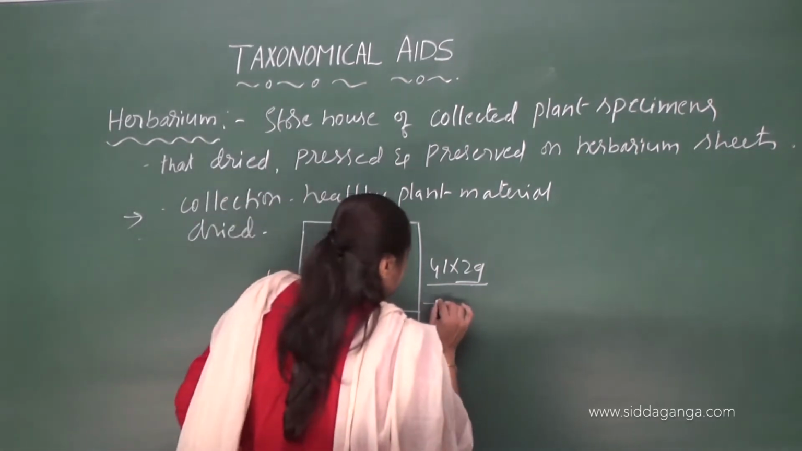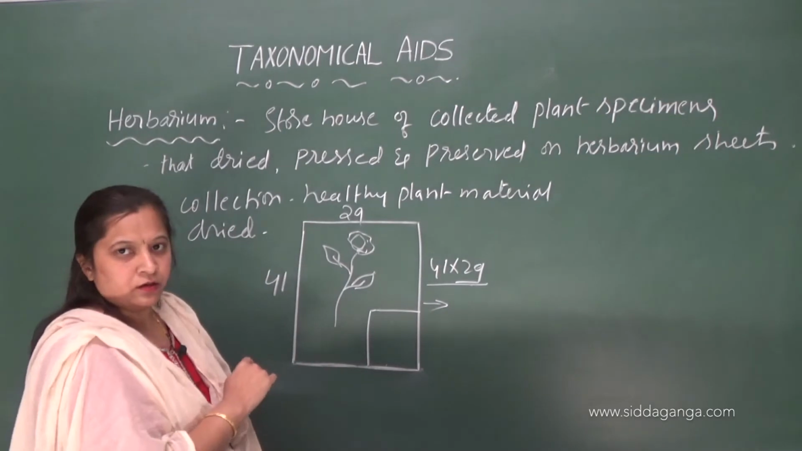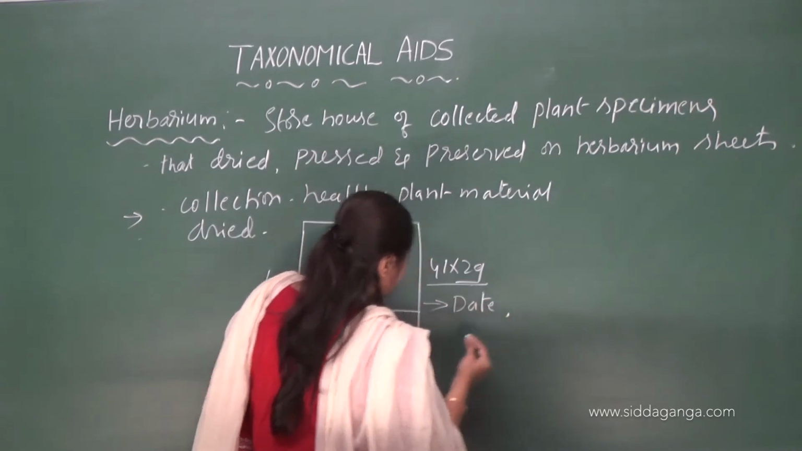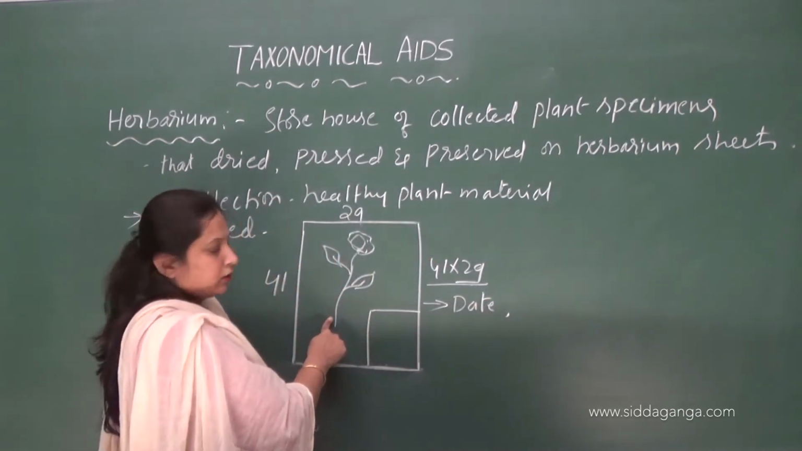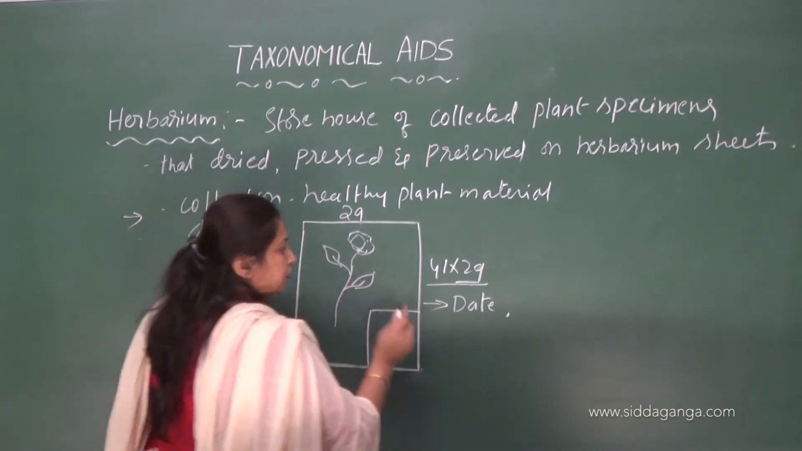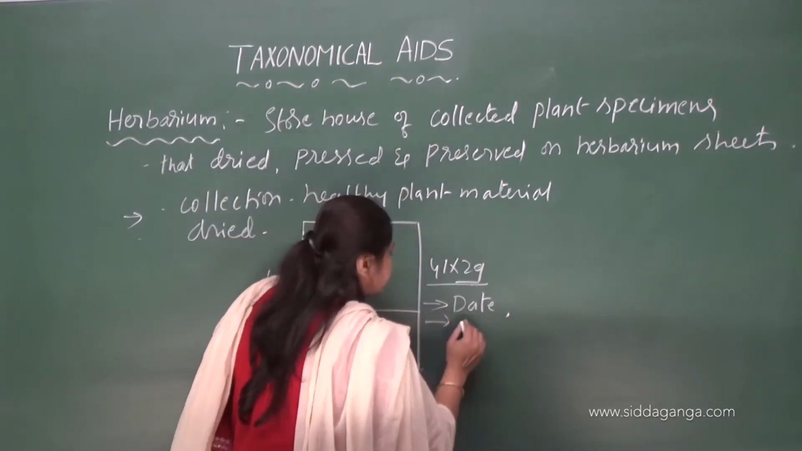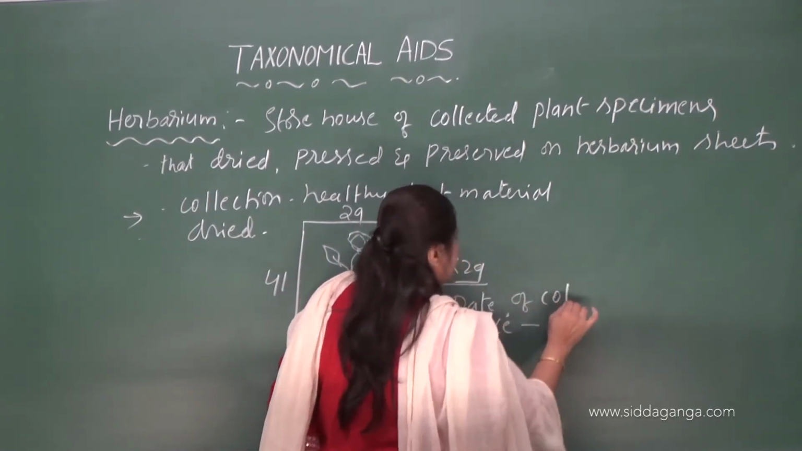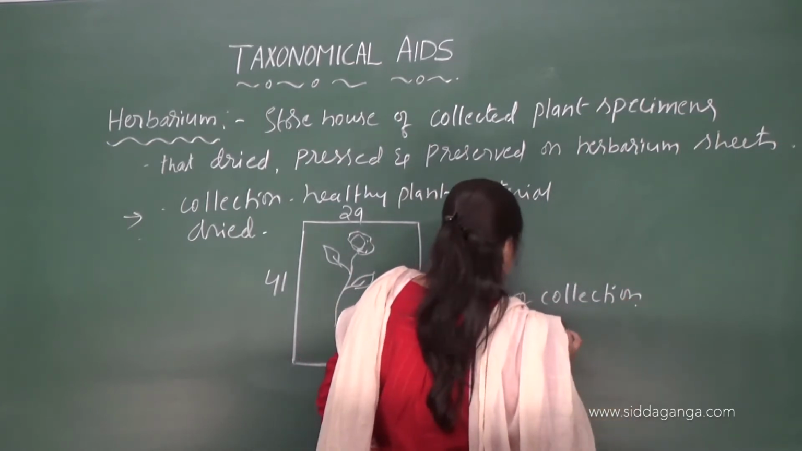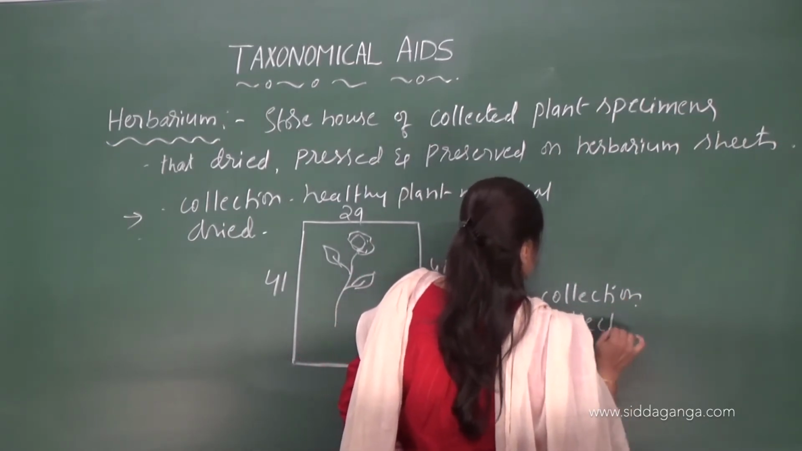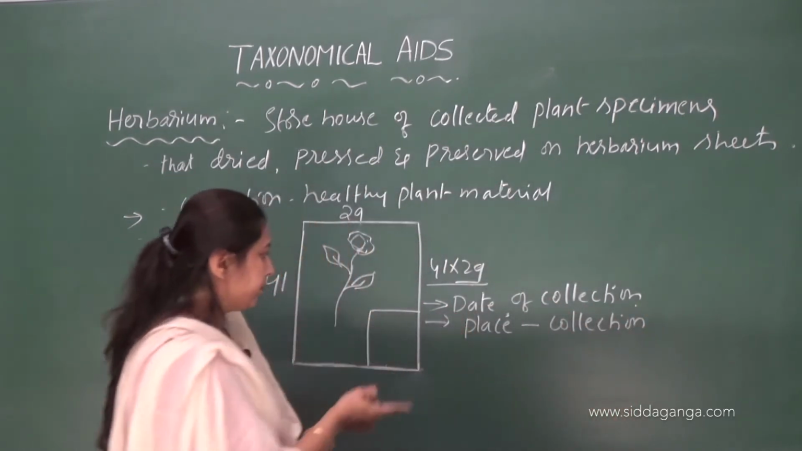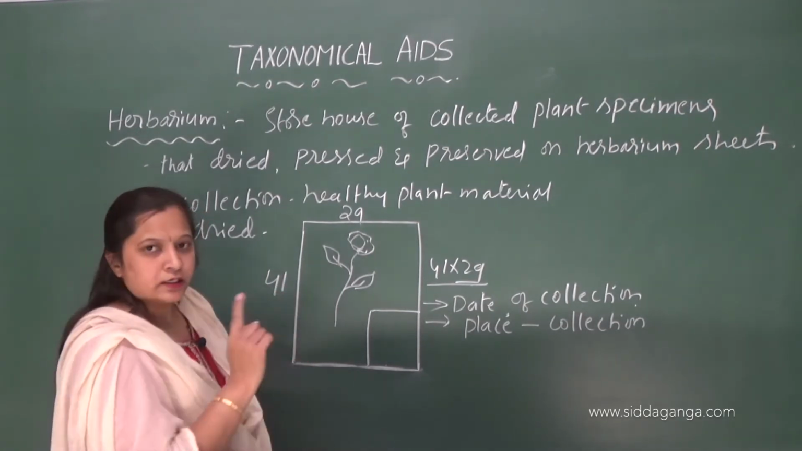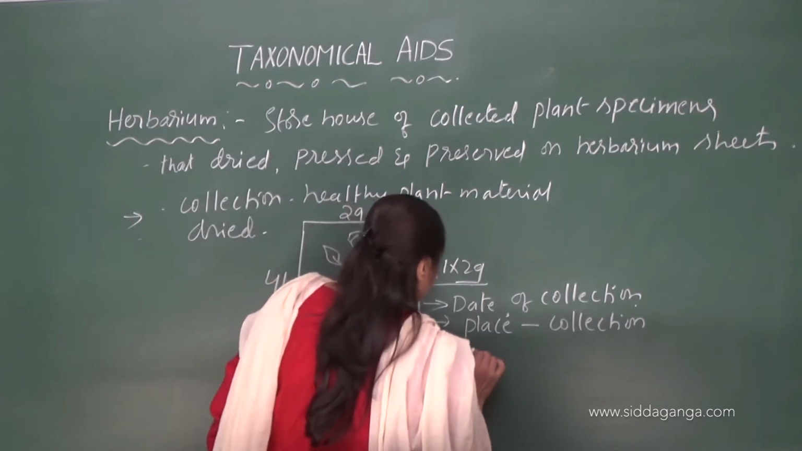The information included here is the date of collection, that means the date that a particular plant is collected. After that, the place of collection, that means the name of the place from which the plant material is collected, its date, its place and its local name.